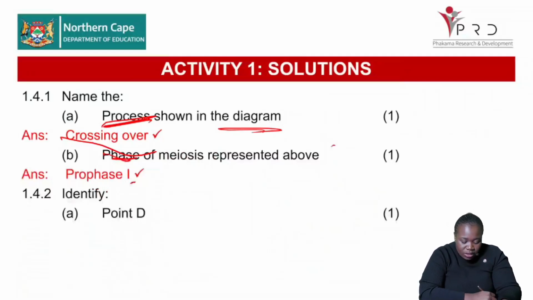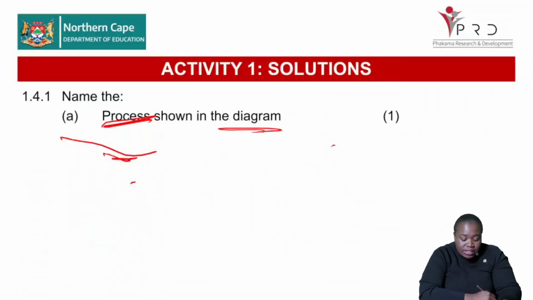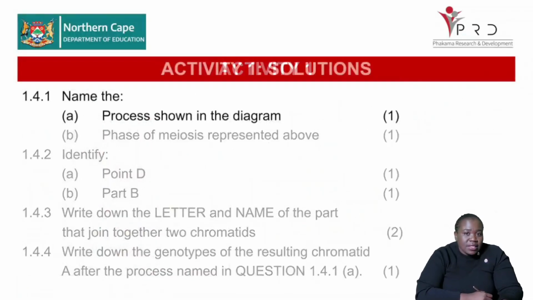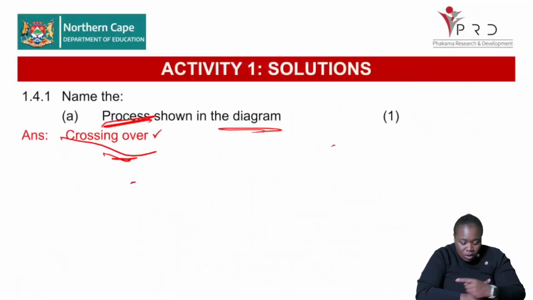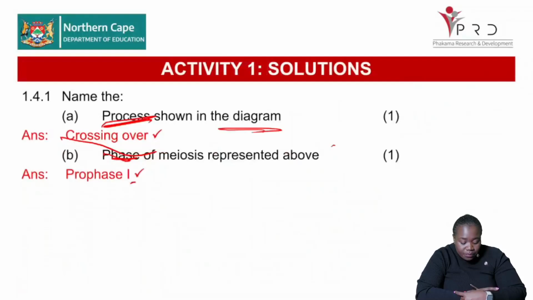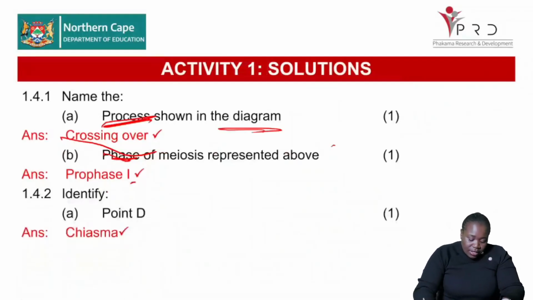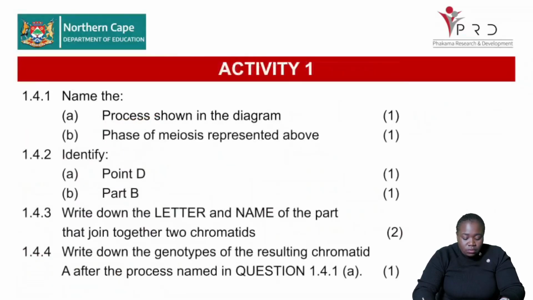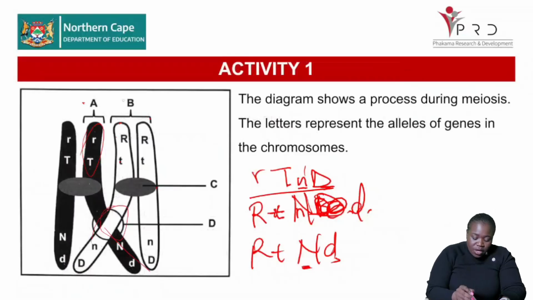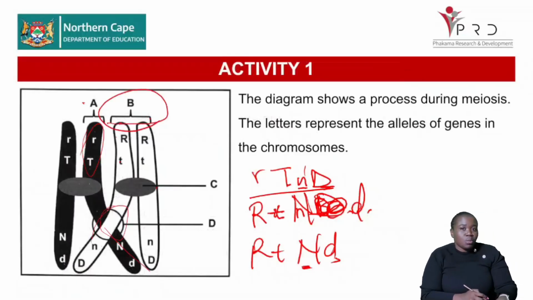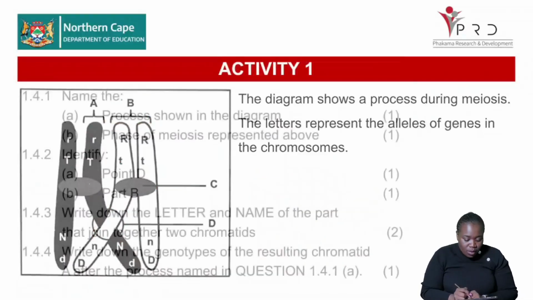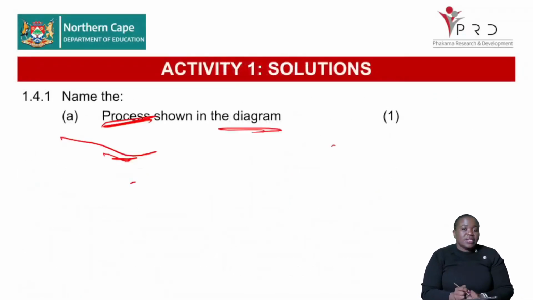1.4.2, identify point D. Let's have a look at what point D is. That is chiasma. So that is the point where the chromosomes are going to overlap with each other. Okay, and then part B. Let's have a look at part B once more. There we have part B. That is a chromosome. It is not a homologous pair of chromosomes, but it is just a chromosome. And then part A, we can see that that is a chromatid.